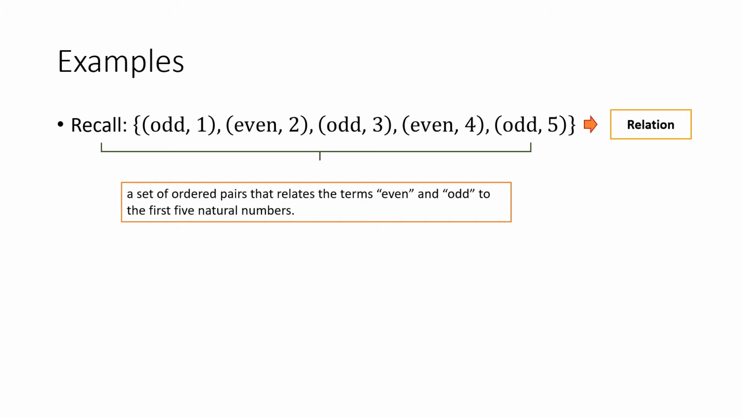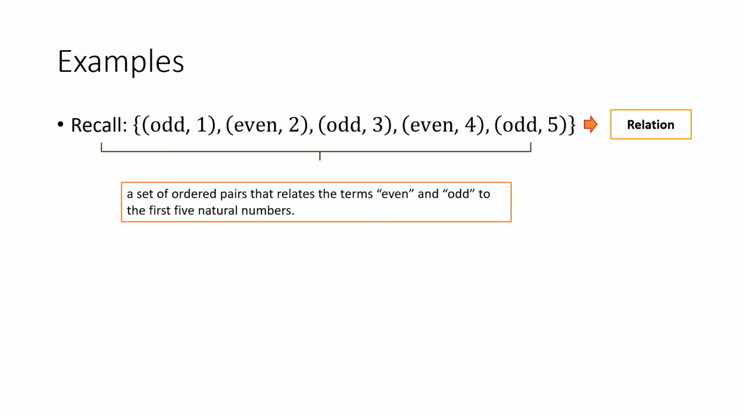Let's say the term odd is paired with the natural number 1. The term even is paired with the natural number 2. The term odd again is paired with the natural number 3. And the term even is paired with the natural number 4. And the term odd again is paired with the natural number 5.